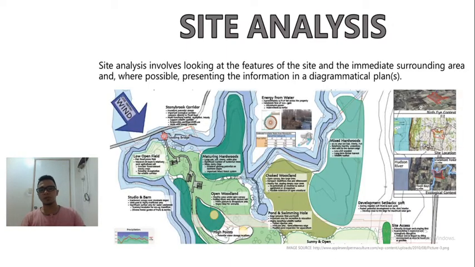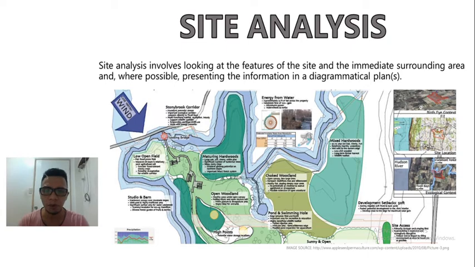Now, so site analysis, it involves looking at the features of the site and the immediate surrounding area, and where possible, presenting any information in the diagrammatical plan. So tandaan nga naton class na when you talk about site analysis, hindi lang niya class nga sunrise, kundi ng sunset, kundi ng amihan, kundi ng habagat, pero damo pagid nga bagay ang dapat naton ginatan-aw dira.